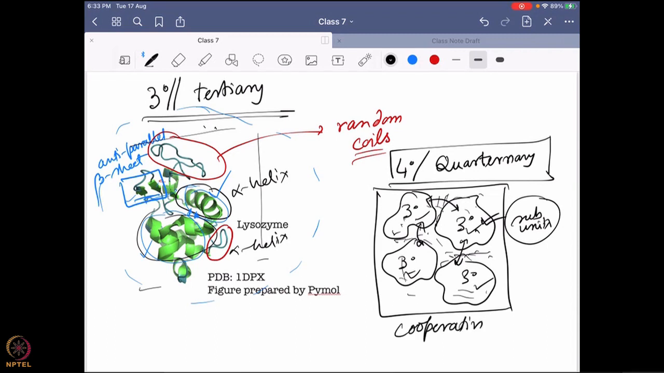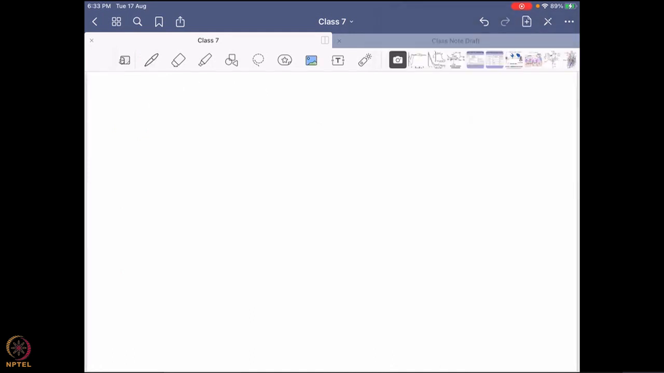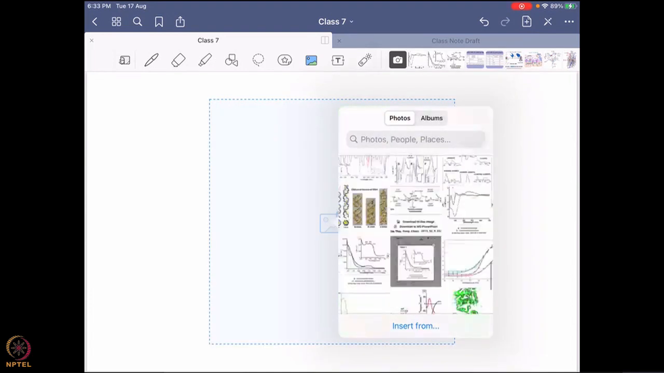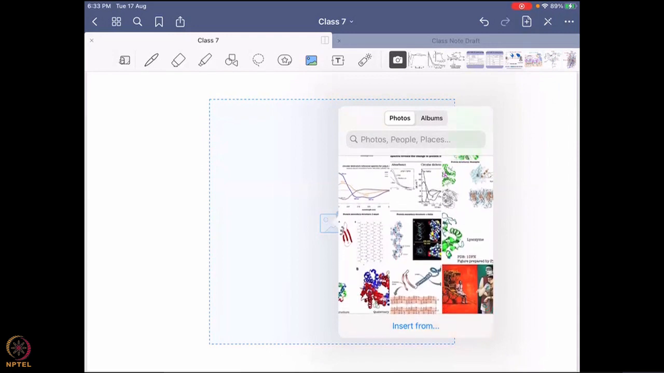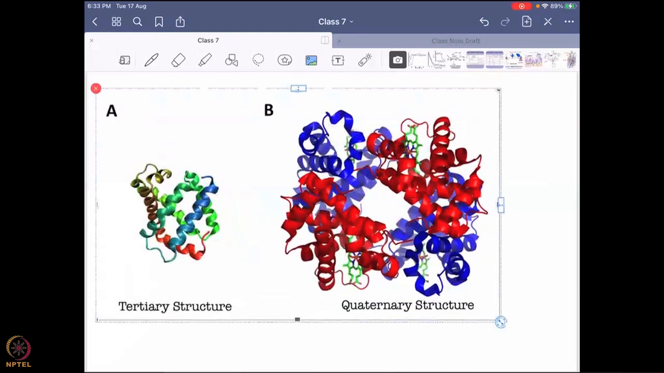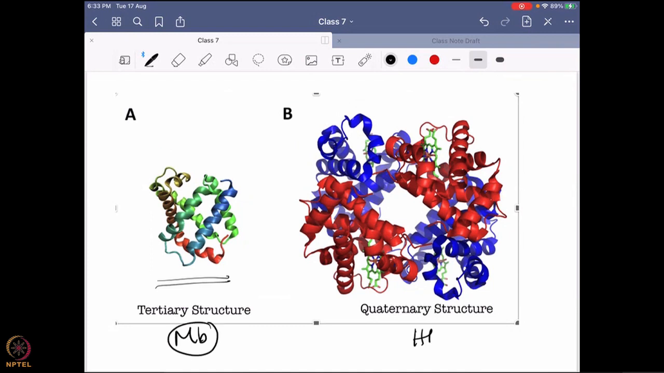And once the cooperativity effect term comes in, I know what comes to your mind when you talk about protein, and it is true, it is hemoglobin. So over here, I'm going to show you the structure of hemoglobin and myoglobin, which you have already seen, but today with respect to tertiary and quaternary structure. On the left-hand side, this tertiary structure is myoglobin, and this is the structure of hemoglobin.